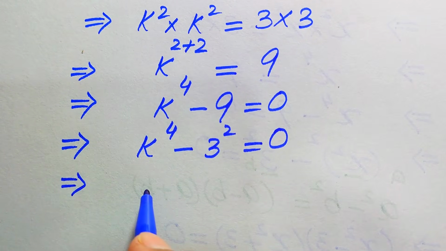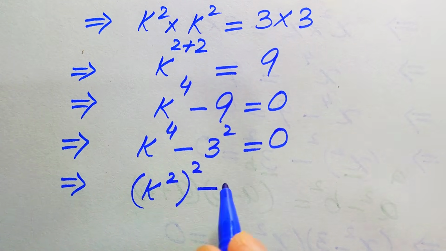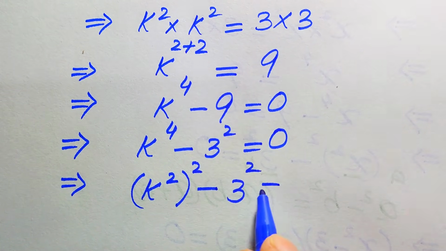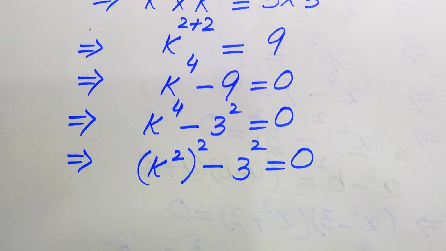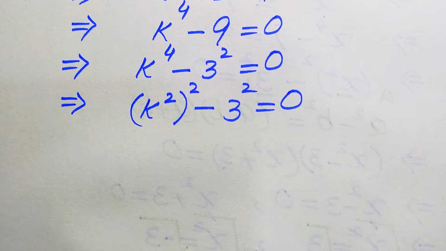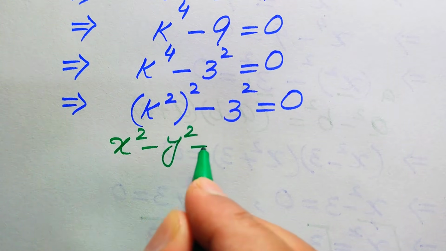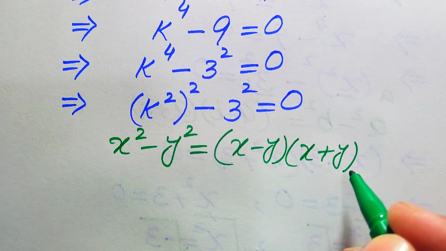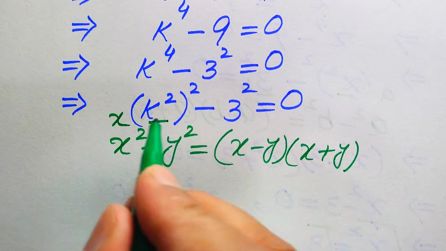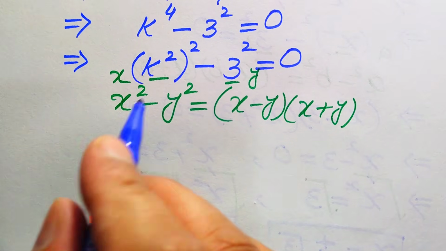So again we write this k to the power of 4 in the form of a square, so it will become k square and its whole square minus 3 square, and this whole equation is equal to 0. So here we use the nice algebraic formula. You know about that. If we have x square minus y square equals x minus y times x plus y. So you see here the base of this term is our x and the base of this term is our y, and now we substitute the values of x and y in this above equation.